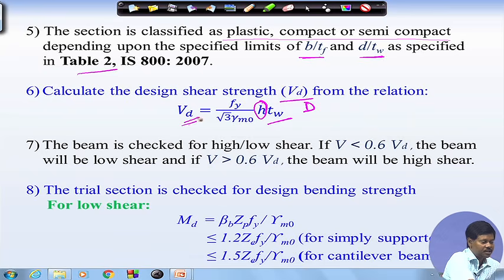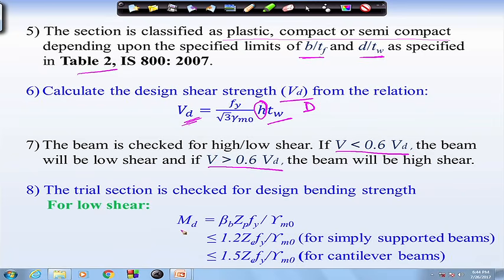So the design shear strength Vd can be calculated from this, and then I check whether it is high shear or low shear. If V is less than 0.6 Vd, then the beam is low shear, and if it is more than 0.6 Vd, then the beam is considered high shear. Considering high shear or low shear, the formula for calculating design bending strength will be different. If it is low shear, then I find the Md value as beta b into Zp Fy by gamma m0.